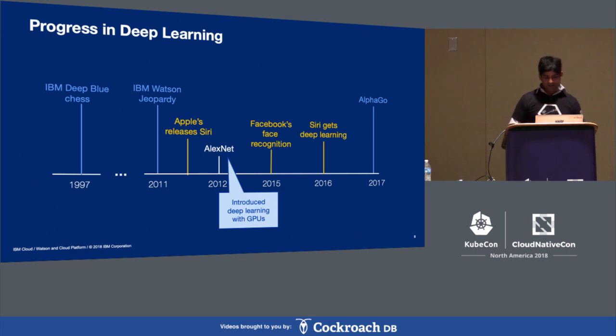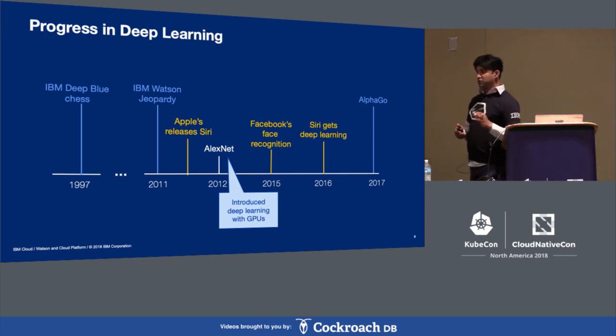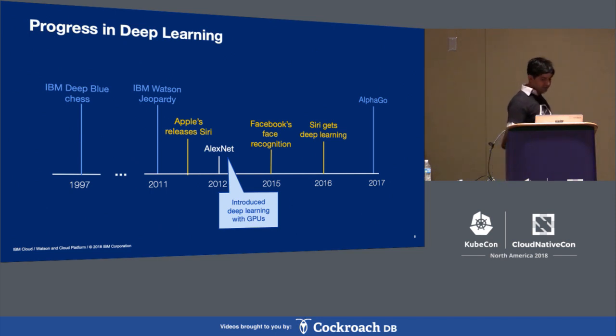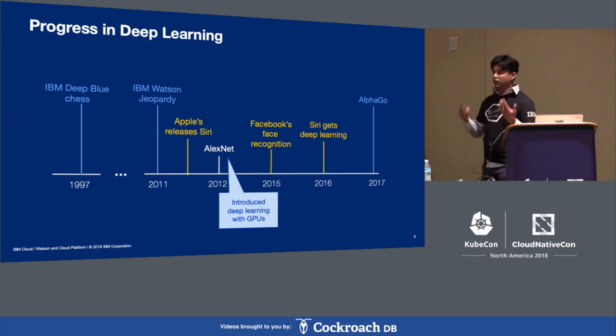So if you look at the progress in deep learning in general, it was not until 2012 with the advent of AlexNet that GPUs started getting used heavily. And then Facebook's face recognition, I would say, would be the first widespread adoption of deep learning.